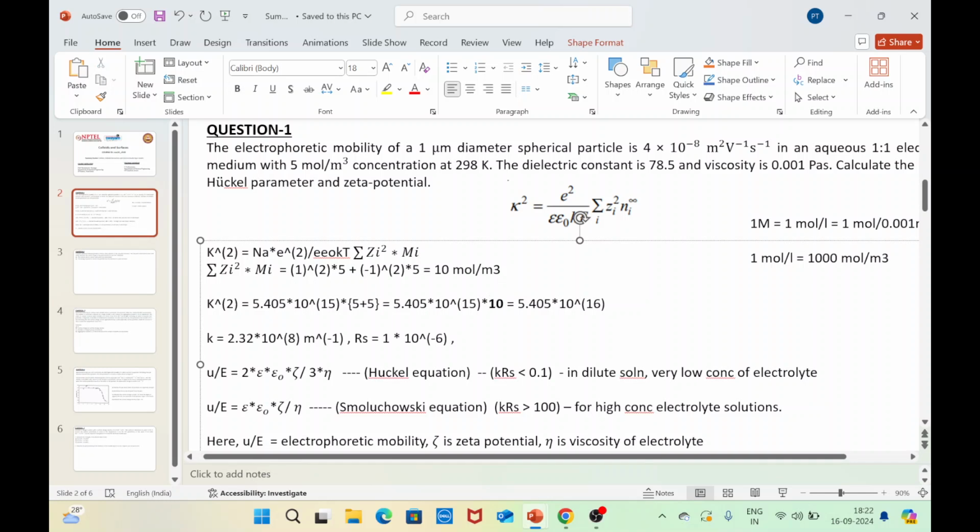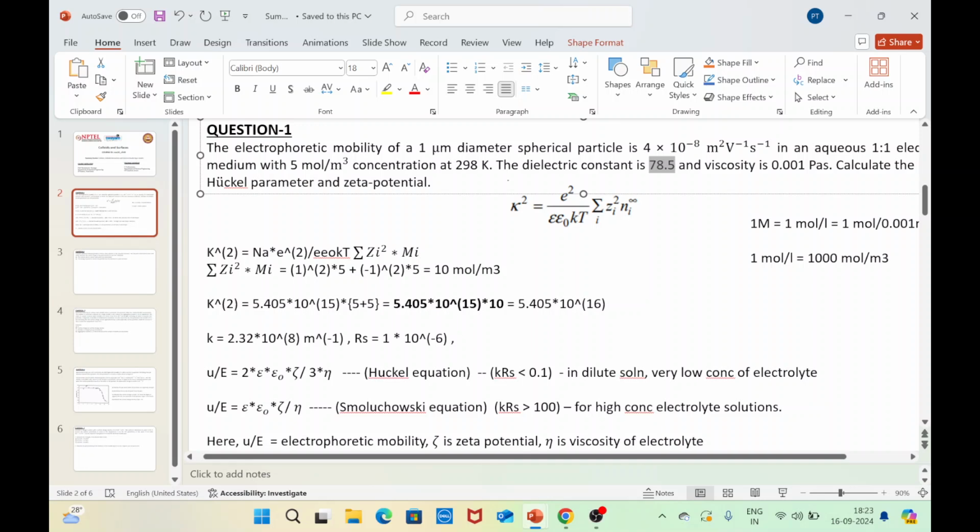And then we have estimated the value of Na e square by epsilon naught kT, where k is the Boltzmann constant and T is the temperature. We calculated the value to be 5.405 into 10 to the power 50. This I have taken from the previous problem which we solved in the live interaction session, since the dielectric constant remains the same at 78.5.